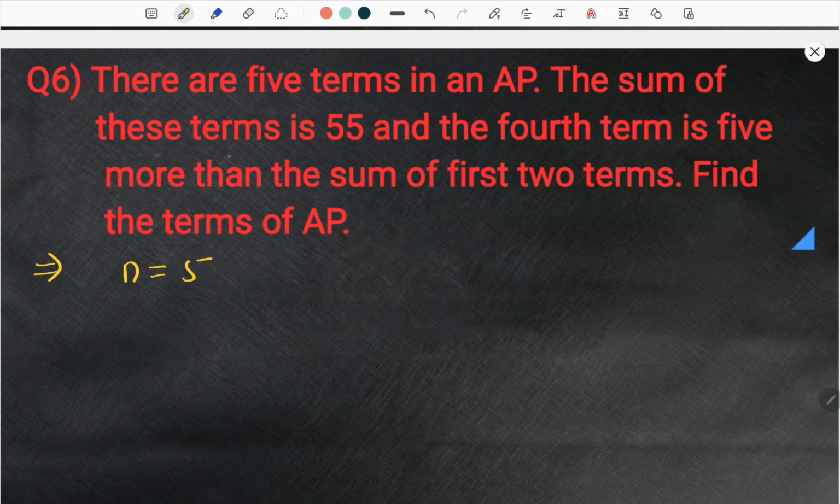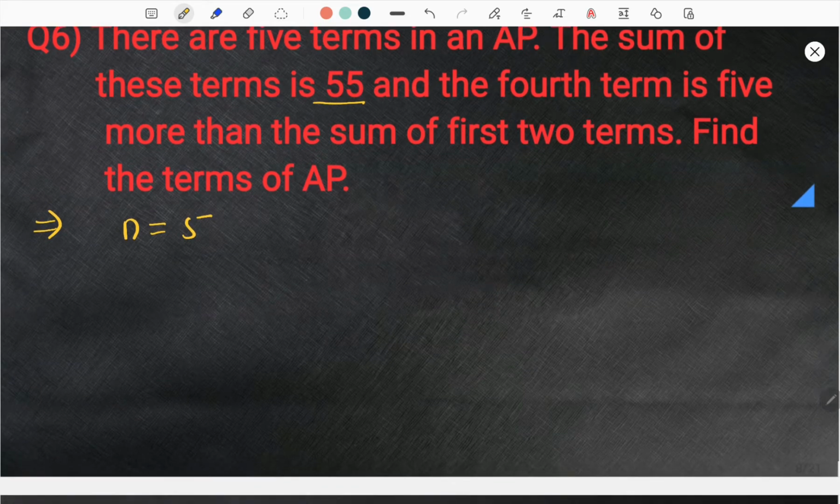The sum of these terms is 55. Sum of these terms means Sn, right? Sum of these terms means S5. 5 terms are there, and that sum is 55. That's what they are saying. So let me write it as 55.